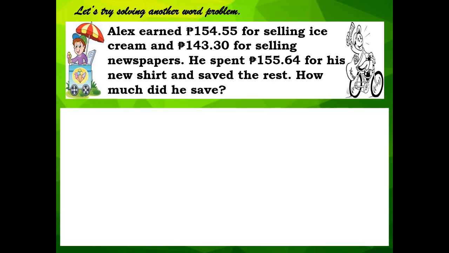Alex earned 154 pesos and 55 centavos for selling ice cream and 143 pesos and 30 centavos for selling newspapers. He spent 154 pesos and 64 centavos for his new shirt and saved the rest. How much did he save?